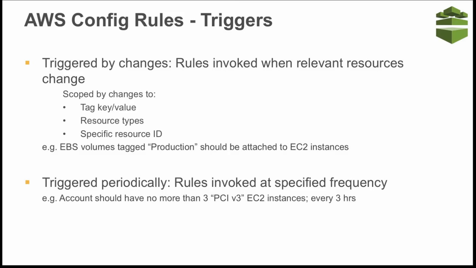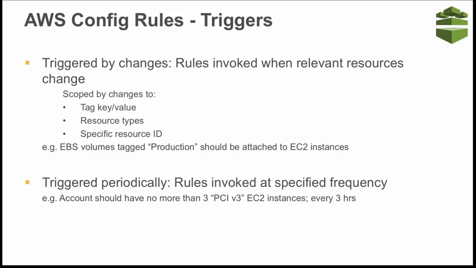So here is an example. We have a rule that is invoked at a specific frequency. It checks whether you have no more than 3 PCI v3 EC2 instances against your environment. So you might have a specific requirement that you need to have X amount of instances available for your part of your PCI governance, and you can write that rule to check against your environment.